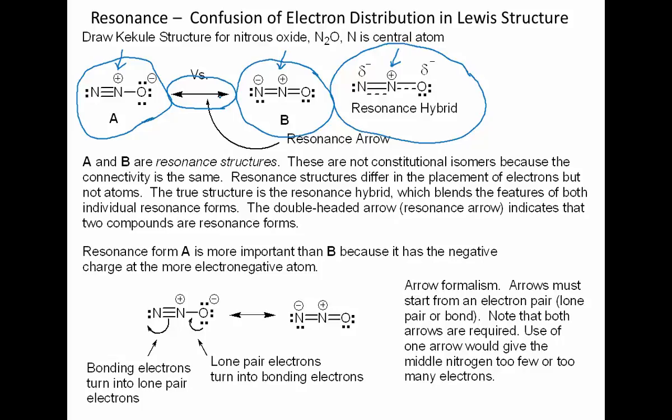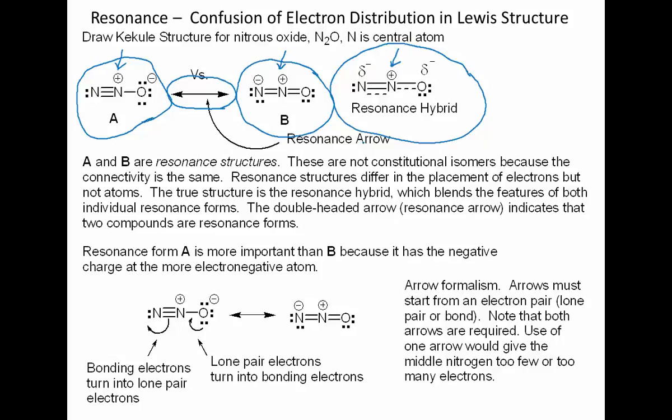Okay, these two molecules are not equal. You might wonder, is one representation better than the other? And it turns out that in this case, A is a better structure than B is, because A places the negative charge at the more electronegative atom. Okay, so oxygen's more electronegative than nitrogen, and the negative charge is at oxygen in A, and it's at nitrogen in B. So we'd say that in our resonance hybrid, it's not truly going to look like an equal contribution from A and B. There's going to be more contribution from A than from B.